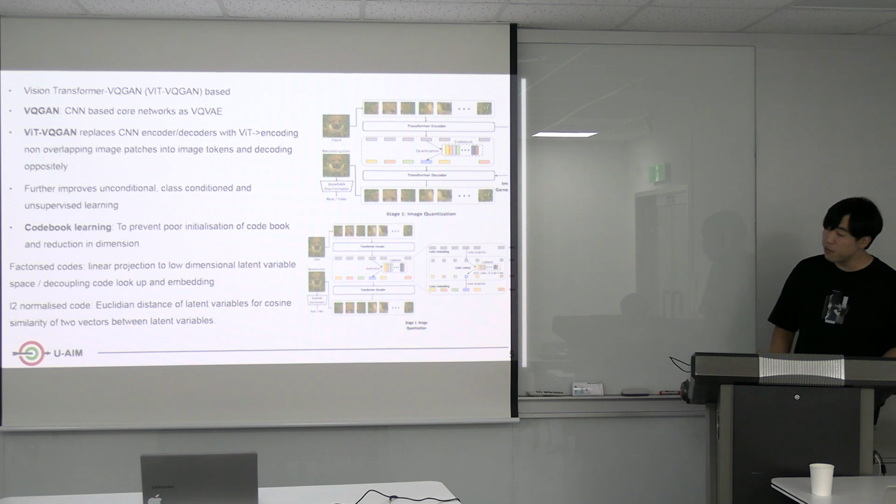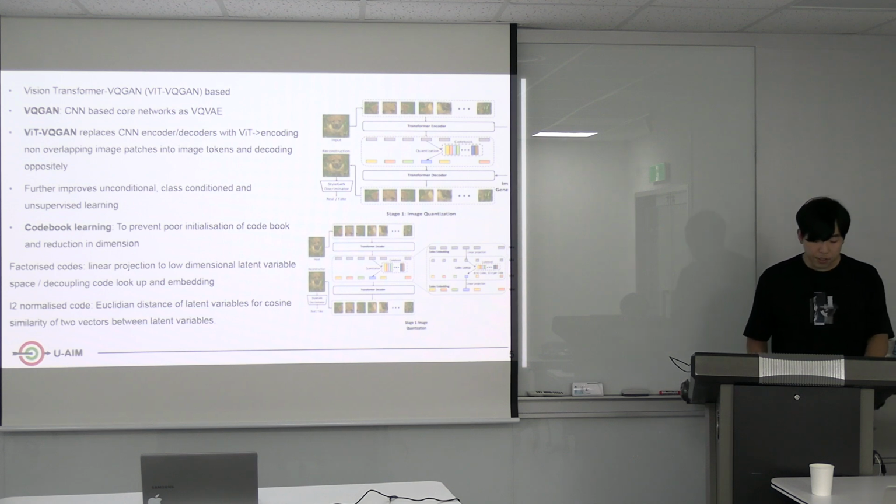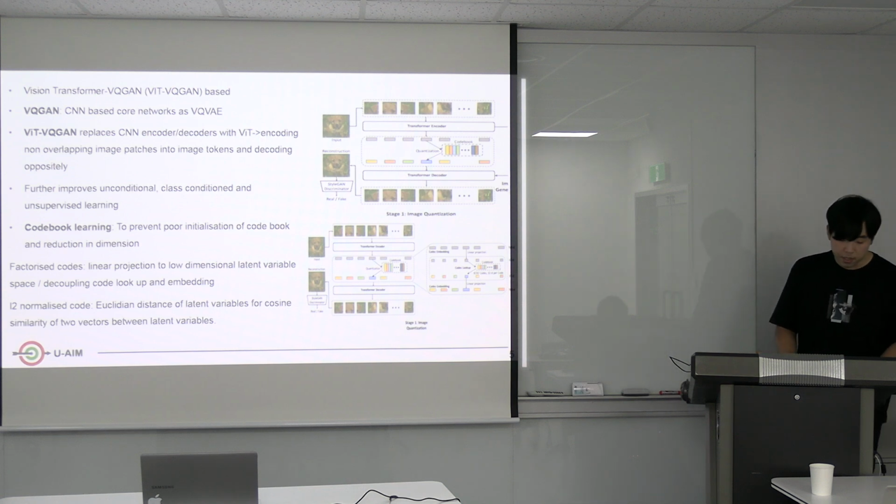In this experiment, two improvements are introduced: factorized codes and L2 normalized codes. The former is the linear projection to a lower dimensional latent variable space, therefore reducing vector dimension and boosting code usage. This is also decoding and embedding the closest encoded variable to a low dimensional lookup space and projecting to a high dimensional lookup space. The latter replaces the Euclidean distance of latent variables with the cosine similarity of two vectors between latent variables, which could determine the similarity and further improve the stability and the reconstruction quality.